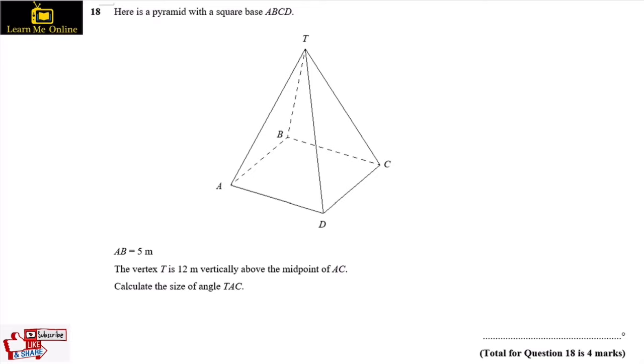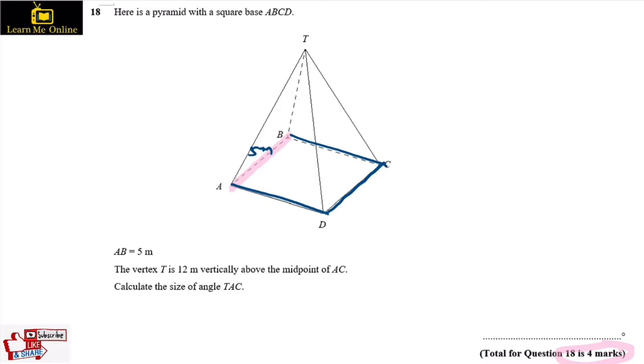So now we have got the next question, and this is for 4 marks. Here's a pyramid with a square base ABCD. Clearly we can see that the bottom part of the pyramid is making a square, and AB is 5 meters. So each length of the square is 5 meters. This would be 5, this would be 5, and this would be 5 because it's making a square.